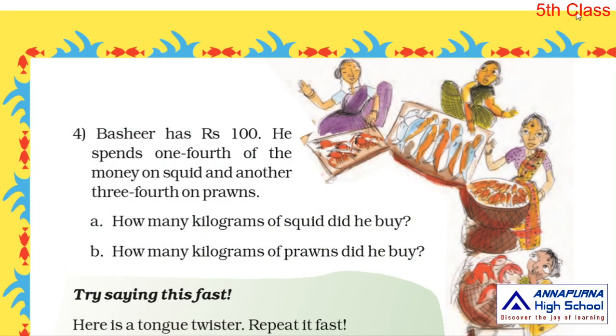Now on the 12th page, Bashir has 100 rupees. He spends 1/4 of the money on squid and another 3/4 on prawns. The questions are: how many kilograms of squid did he buy? And how many kilograms of prawns did he buy? These two are the same as the previous ones.